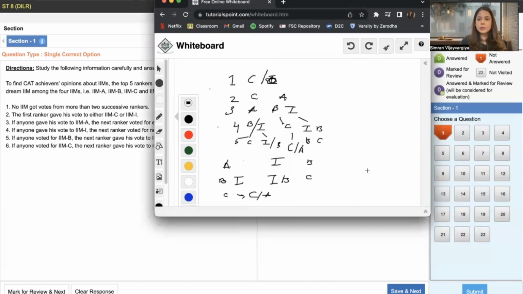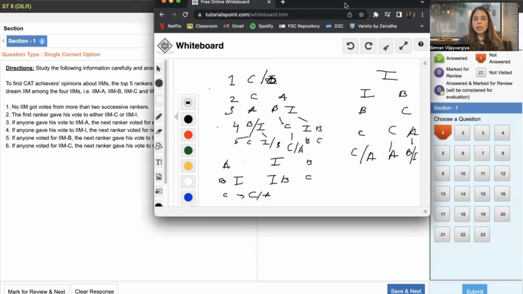Next case would be if I have I here. Then I can have next as I or B. If I have I here, next will be B, because I cannot come again, and then I'll have C. If I have B here, the next has to be C. And if I have C here, next has to be C or A. Again, it can't be C, so in this case it will be A, and in this case it could be B or I. I think we have the solution. Let's move on to the questions.